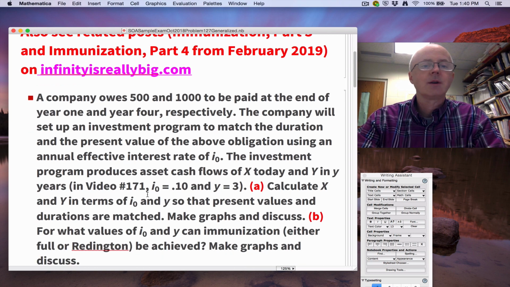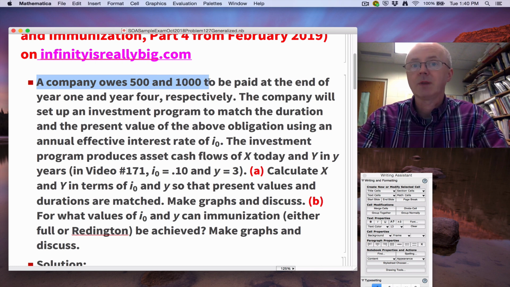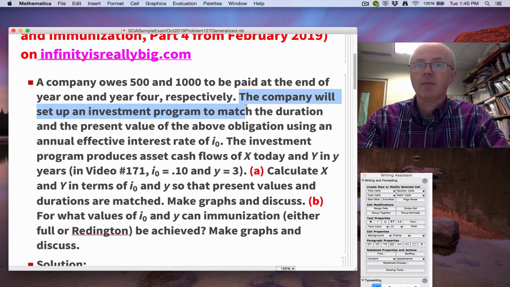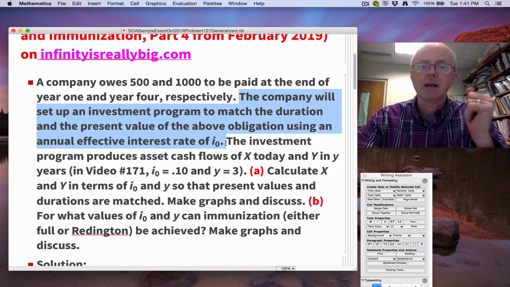All right, so here is the problem statement. Again, this is pretty similar to the one in video 171, just more general. A company owes $500 and $1,000, some liabilities, to be paid at the end of year 1 and year 4 respectively. The company will set up an investment program of assets to try to pay for those liabilities. To do it, it sets up these assets with two conditions. We want to match durations and present values of the above obligation, the liability cash flow, using a certain interest rate, I0. Okay, that's an arbitrary interest rate in this video.